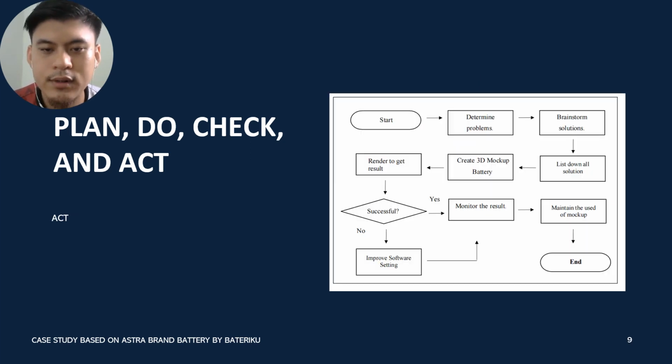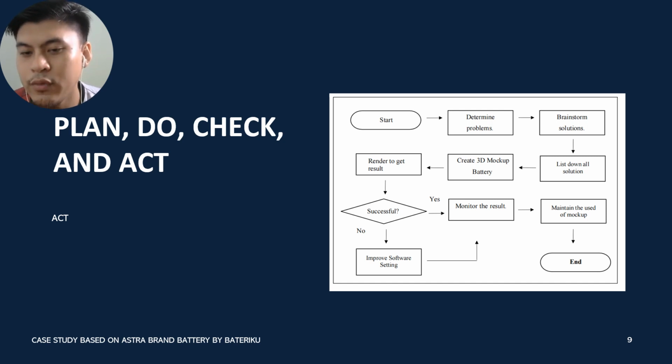Next is the flowchart. In the figure we see how I start: determine the problem, brainstorm the solution, then list all the solutions. After I list them, I create the 3D mockup battery, then render the 3D mockup battery to get the result. Is it successful? If no, I improvise the software settings.